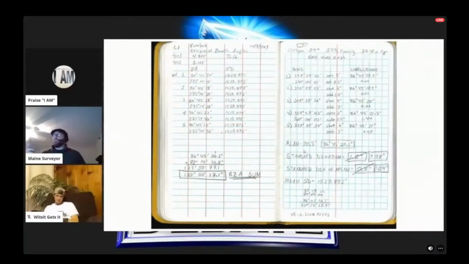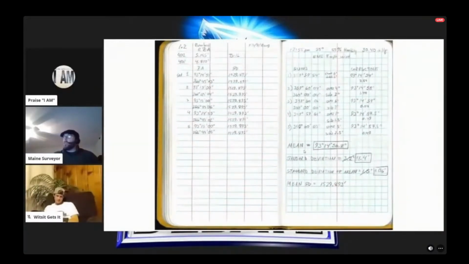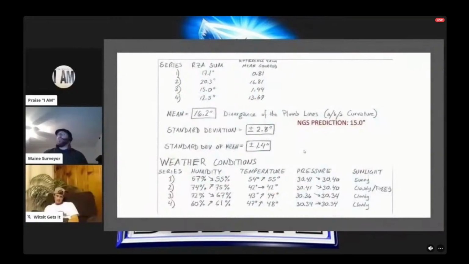And these are my field notes from the first series of measurements. And over the course of those 3 days and those 4 series of measurements, the mean divergence of the plumb lines came out to be 16.2 seconds. Interesting enough, the National Geodetic Survey predicted 15.0 seconds of divergence. So not too shabby. We had a standard deviation of the mean of 1.4 seconds, more or less, plus or minus. And that means that the correct answer was contained within the margin of error of my final mean.